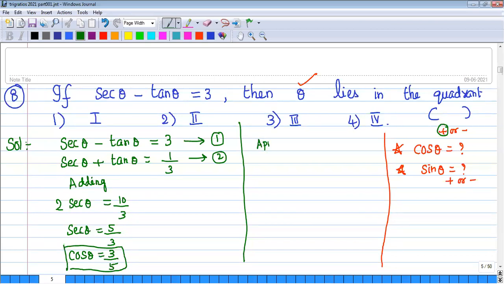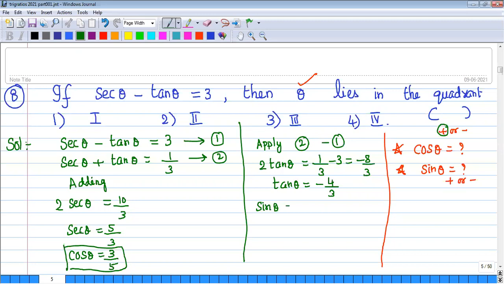So now this time you do one thing. Apply 2 minus 1. That means from 2 subtract 1. Sec theta cancels, tan theta plus tan theta. That becomes 2 tan theta is equal to minus 8 by 3. So tan theta is equal to minus 4 by 3. So now find sin theta. Sin theta is equal to, we have the formula, tan theta by sec theta.